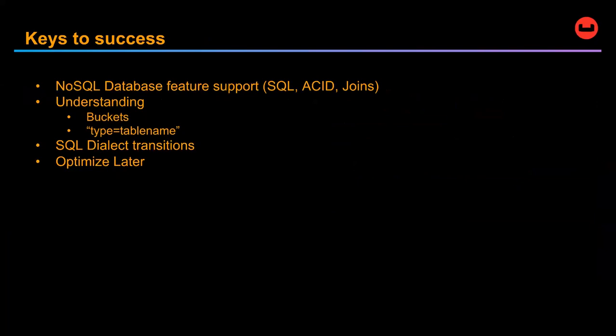So how do we migrate without denormalizing the data into a big document? First, we need a NoSQL database that supports SQL, ACID transactions, and joins. We need to understand how the tables and rows relate to documents. There will be SQL dialect transitions similar to when you go between two RDBMSs, even if those two databases support the ANSI standard. Anybody that's done this knows that they've got to make some changes.